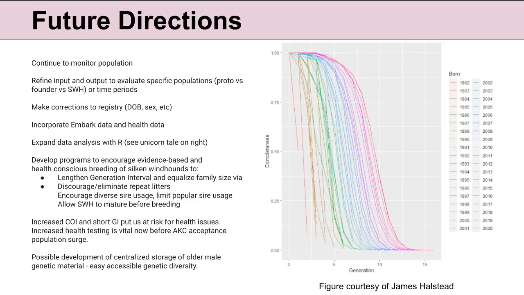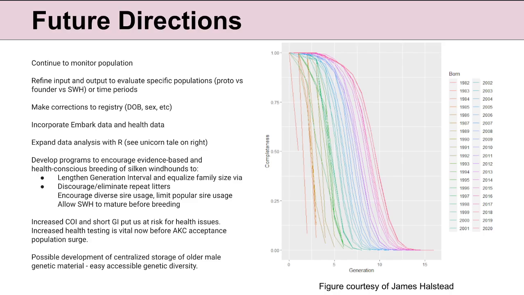Use the data that we have to correct issues in the registry, whether it's date of birth related, sex, etc. I'd like to incorporate embark data and health data, but this is difficult with the anonymized, de-identified data from the registry. And collecting embark data is difficult because not everybody gives the same amount of data.